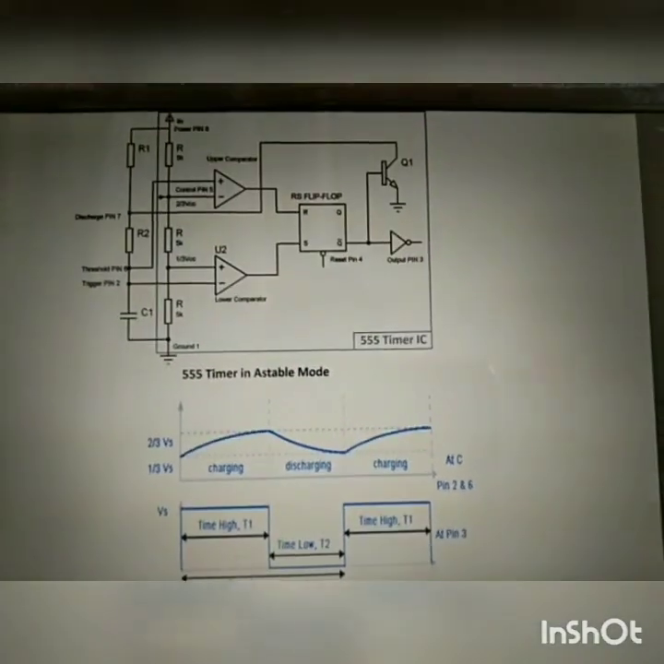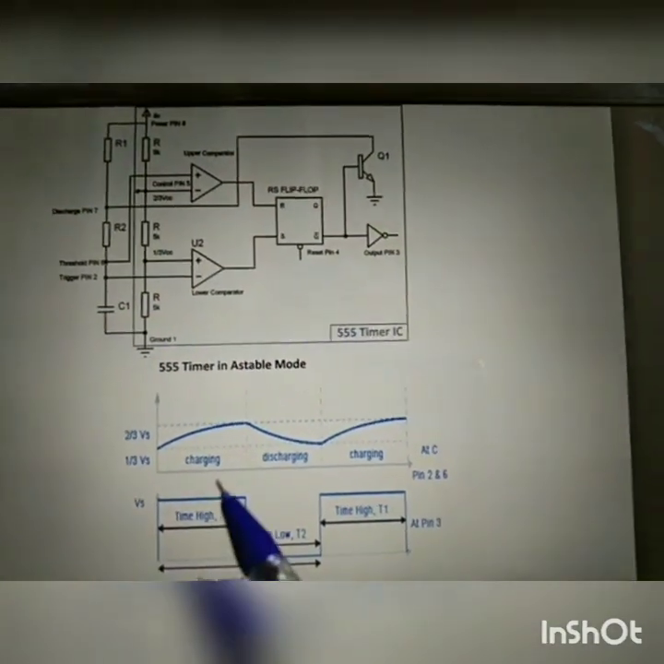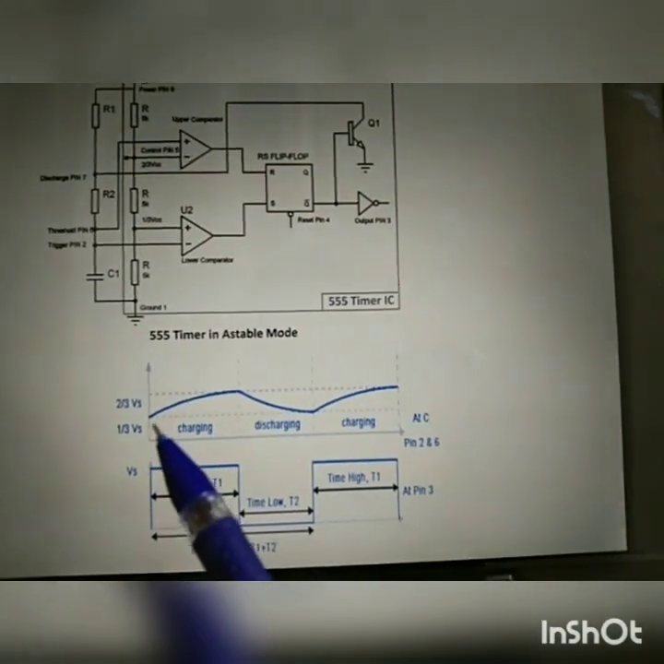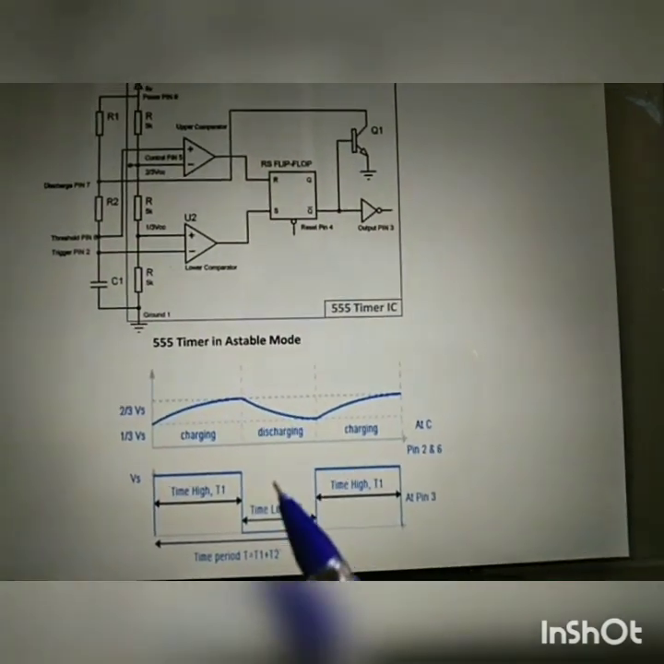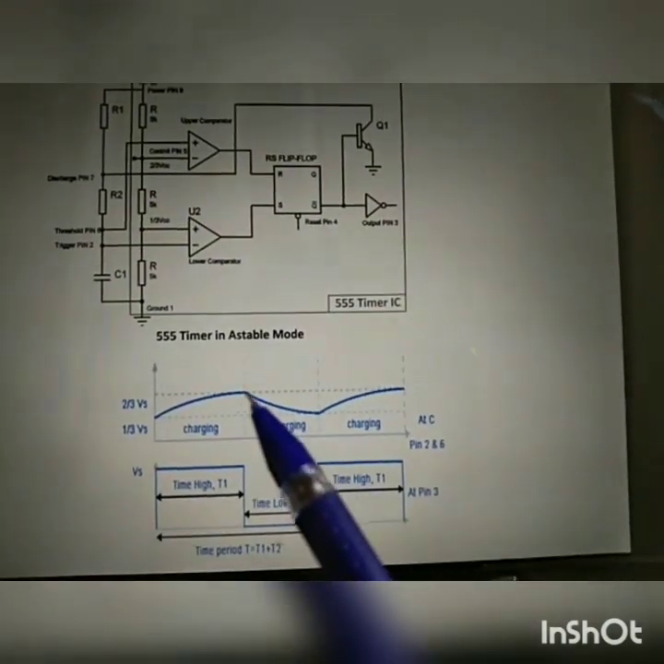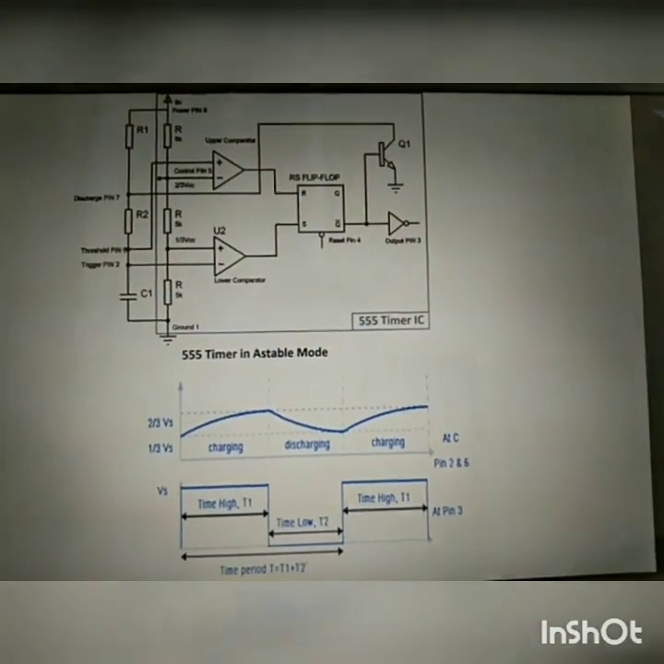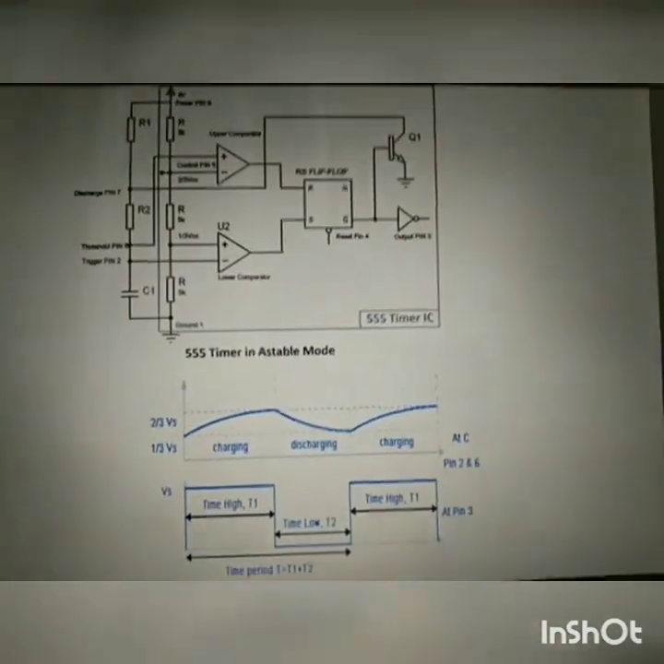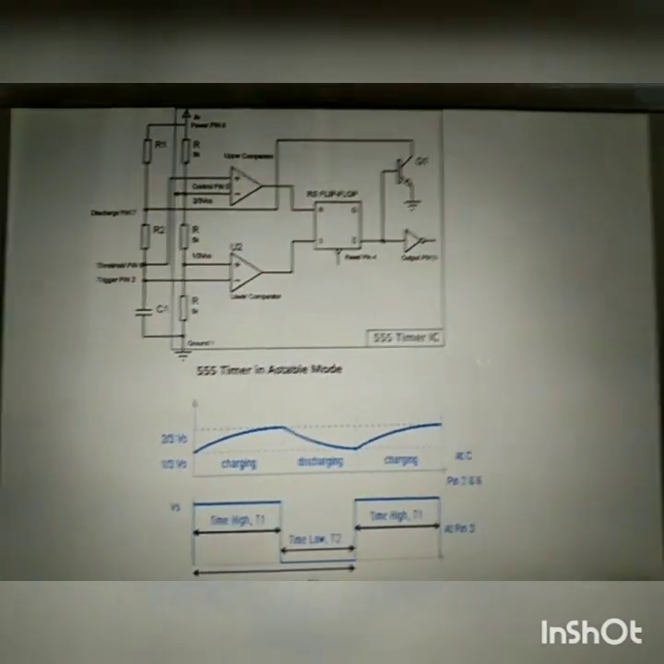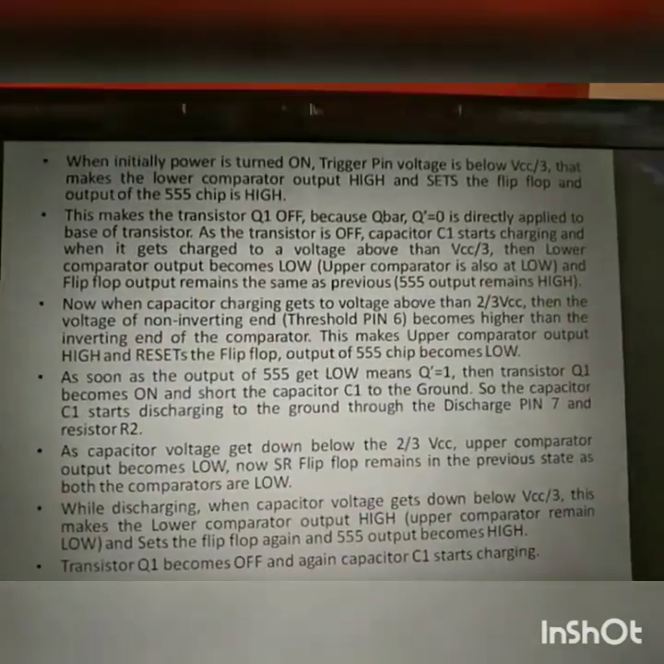When the capacitor is charging, current flows in the circuit and the capacitor charges up to some point. When current does not flow, the capacitor is in the discharging period. Current not flowing means a low output. Okay, this is the basic circuit and this is the waveform of the IC 555 timer.